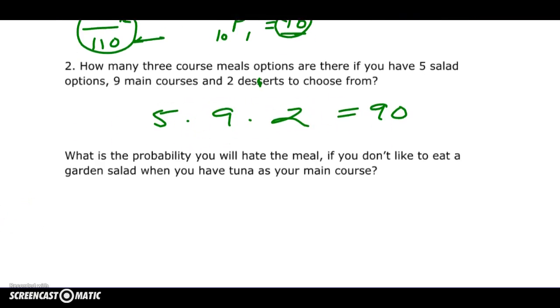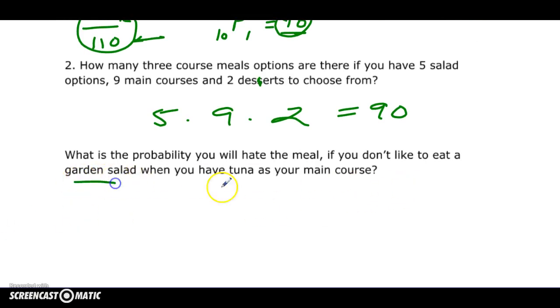And what's the probability that you don't like your meal if you do not like garden salad with tuna as your main course? So look at this now. Okay, let's go slowly through this. If I had my salad, my main, and my dessert, if I know that I'm choosing a garden salad, I already chose it, and I choose as my main a tuna, I already chose it.